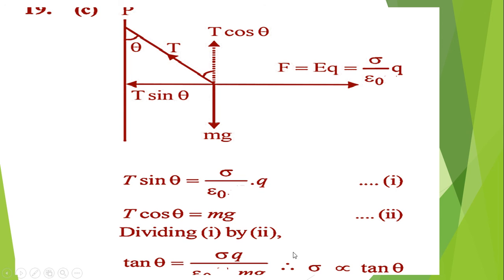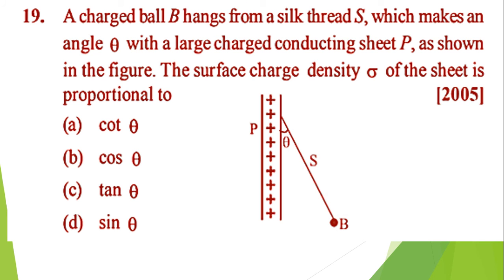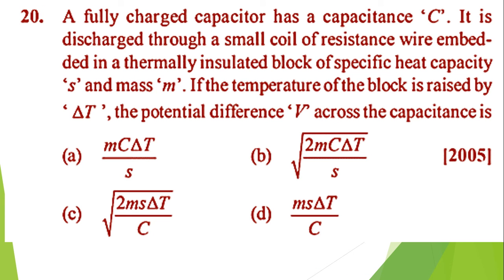So sigma is proportional to tan theta. After solving that, sigma proportional to tan theta, the right answer is C. A, B, D is not possible.